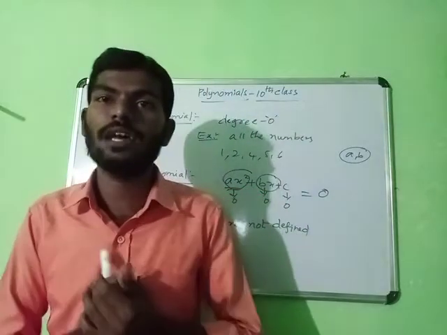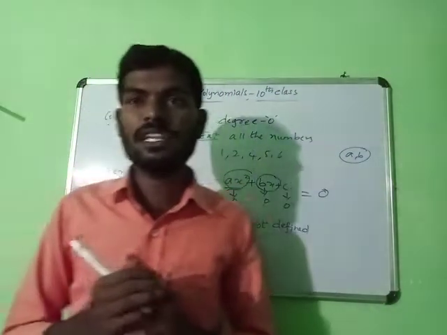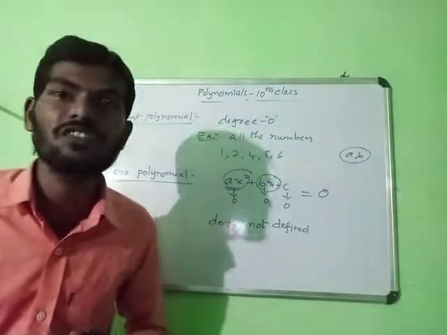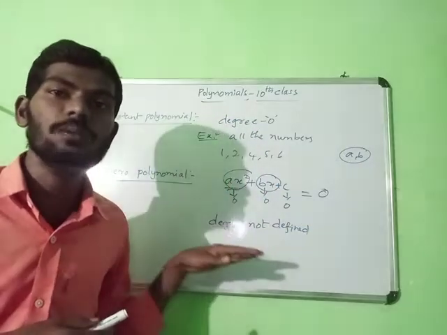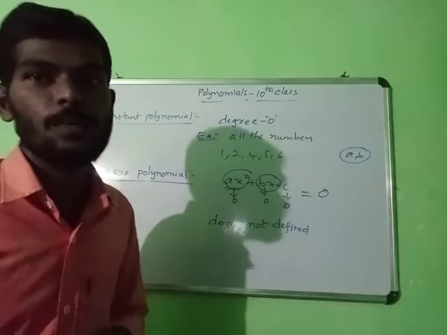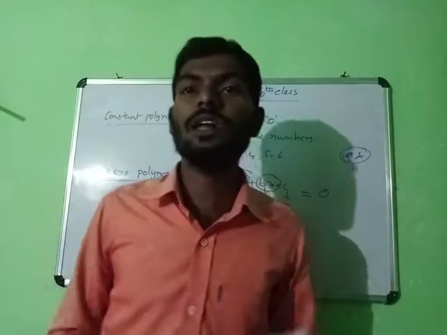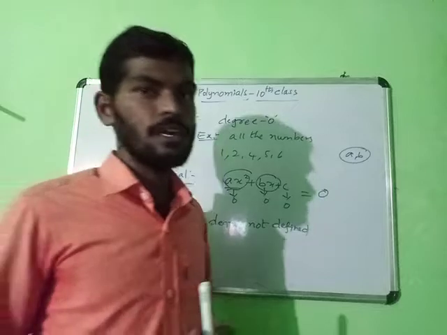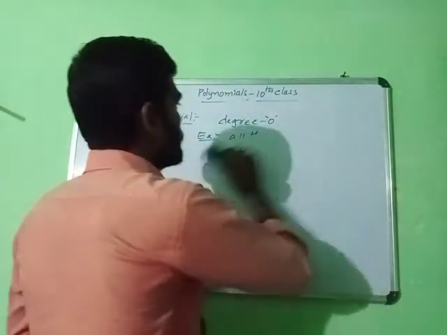Zero polynomial means in a given polynomial, if each and every term becomes 0, then it is called a zero polynomial. The degree of the zero polynomial is always not defined. And the next most important concept is the zero of the polynomial. Let's discuss the zero of the polynomial.